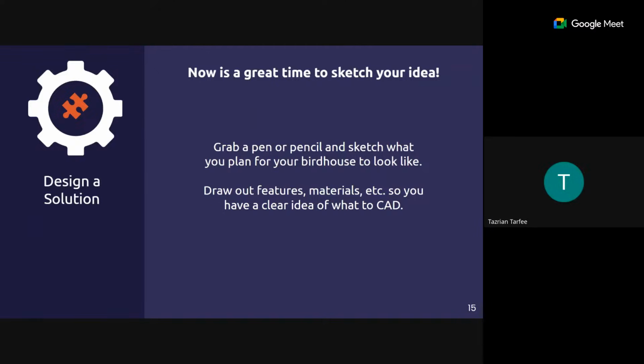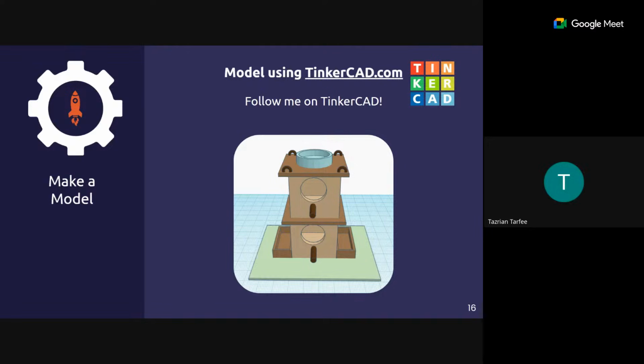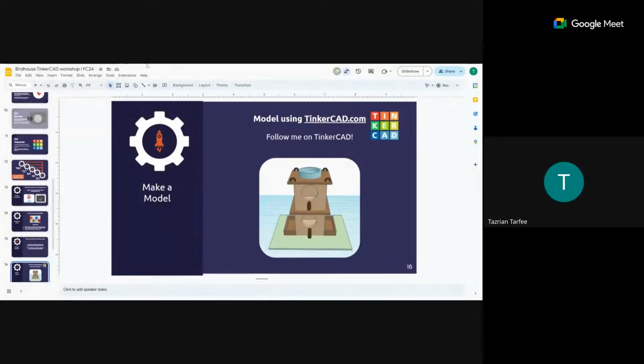All right. This is the third step. At this step, we would get a pencil and sketch our ideas out. We want to think about the features we want to have for our birdhouse, the materials, the dimensions, and basically a very clear idea of what we want to CAD and how we want to design our birdhouse. Fourth step is to make a model. This is what we're going to do right now. We're going to be going to Tinkercad. If you can follow me on to Tinkercad, I will walk us through how to sign in.